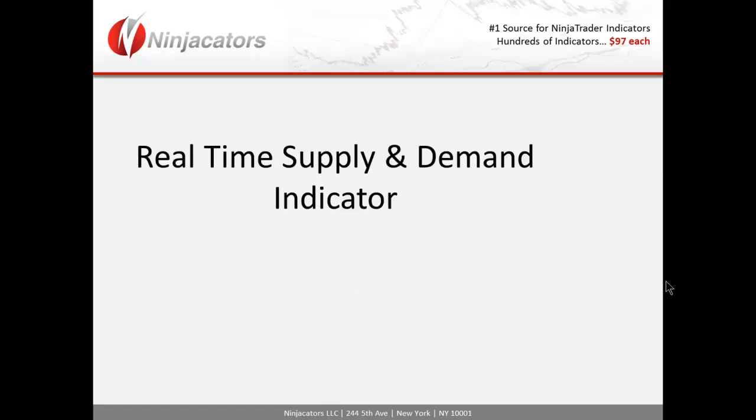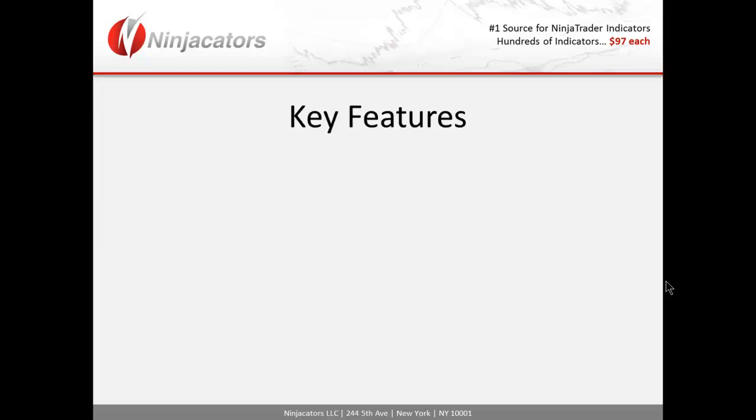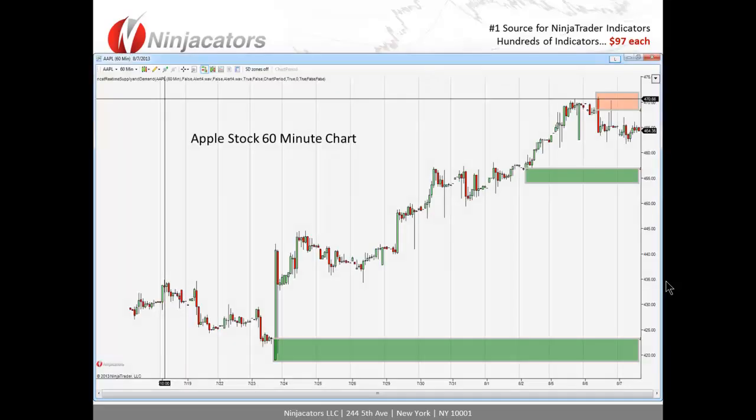The real-time supply and demand indicator. So what does this indicator do? Well, its key features are that you can use any market. And here's an example of Apple stock. This is a stock, so it will do stocks. It's a 60-minute chart. Notice that you've got some areas here. You've got some green zones here. These are demand zones. This is where there's a congregation of buyers. Here is a supply zone. This is a congregation of sellers.